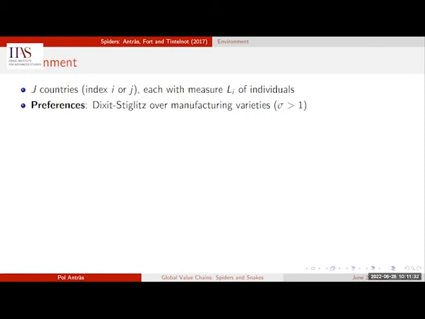There's a set of individuals that consume and supply labor inelastically in each country. They like manufacturing goods. They spend a share of their income on manufacturing goods. A remaining share of their income goes to an outside sector. So we are not going to have a full general equilibrium model. We're going to think about the manufacturing sector as facing a perfectly elastic supply of labor.